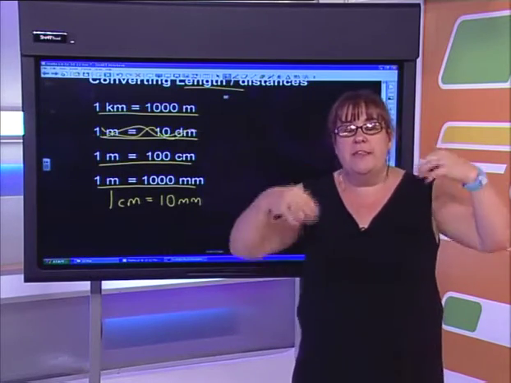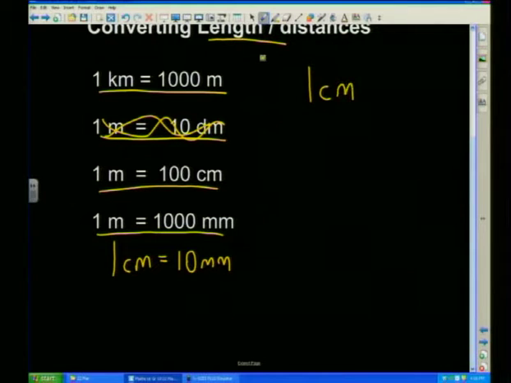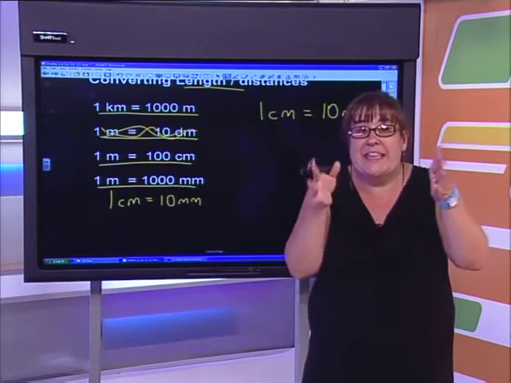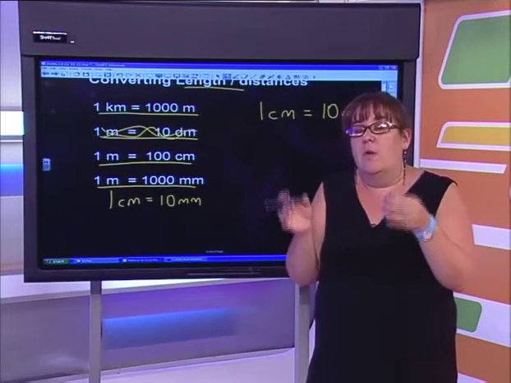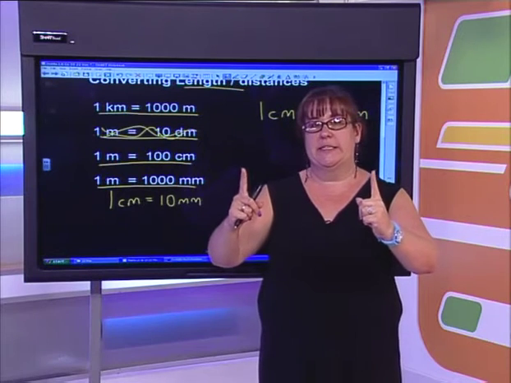Well, from this ruler, we can see that 1 centimeter is equal to 10 millimeters. Right, or 10 millimeters is equal to 1 centimeter. We can see that on our ruler. Right, now I want you to imagine your ruler. Your ruler is about 30 centimeters.